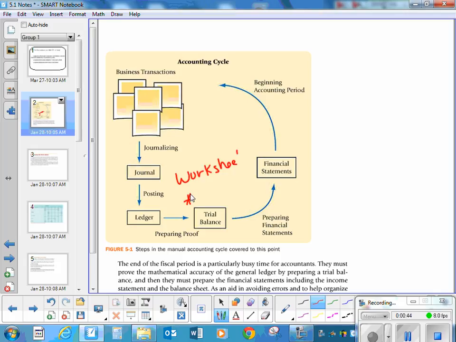And a worksheet is just that. It's a place where you are going to put your work for the whole entire month before you actually prepare a formal document, balance sheet, and income statement. Okay, so a worksheet is not a formal document, it's not something you would give to somebody, it's just for your own use.